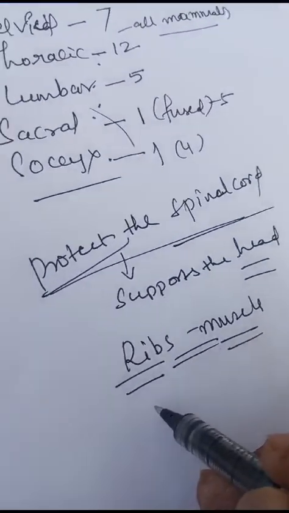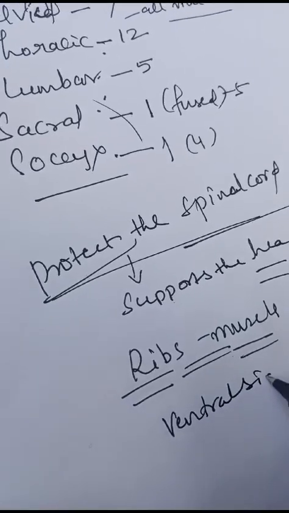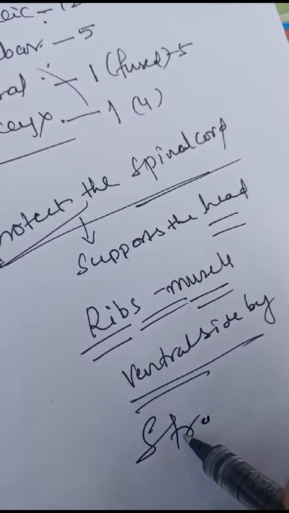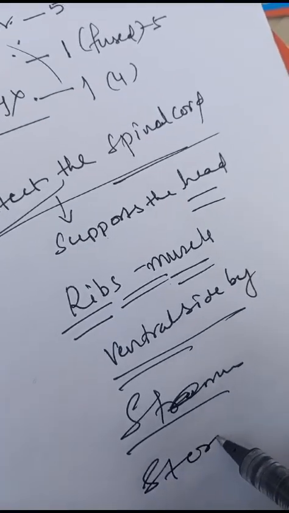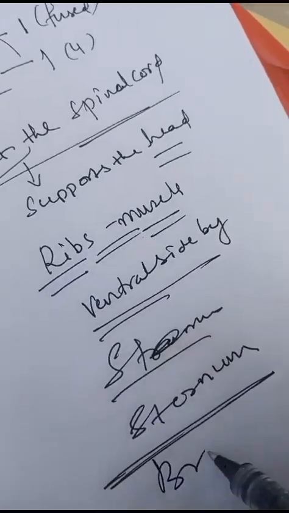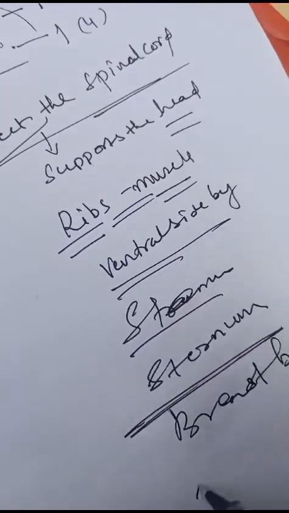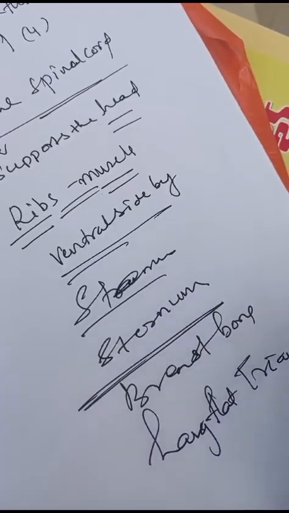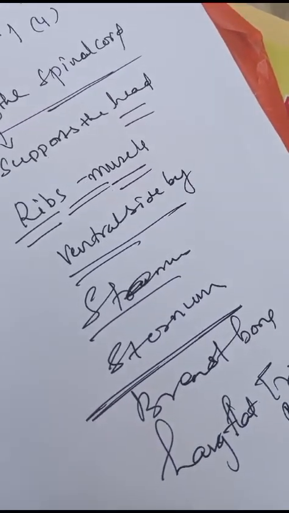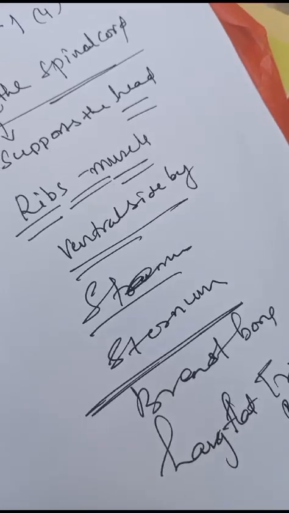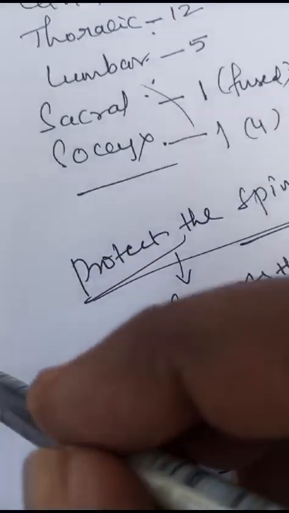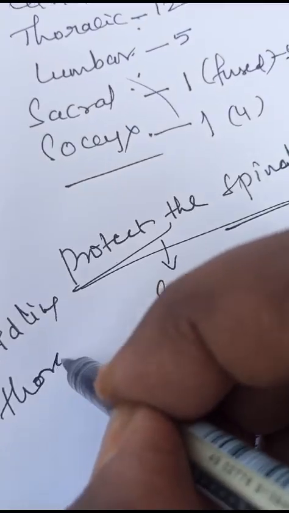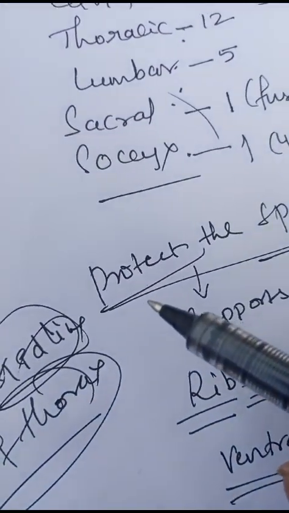So the ribs are attached on the ventral side to the sternum. What is that? Sternum. Sternum is called the breast bone. Large, flat, triangular bone is called the sternum. Sternum is present on the midline of the thorax.